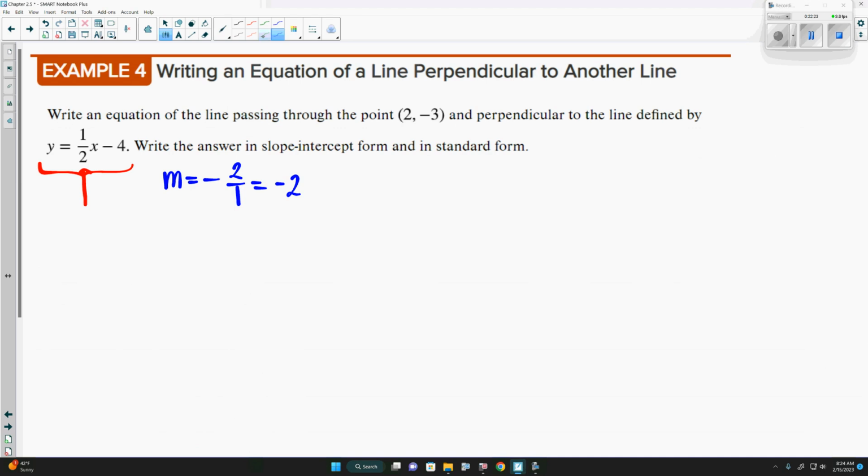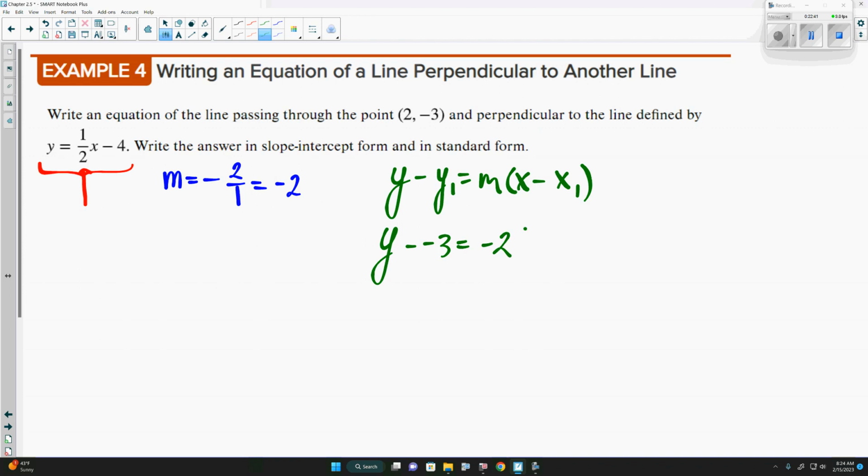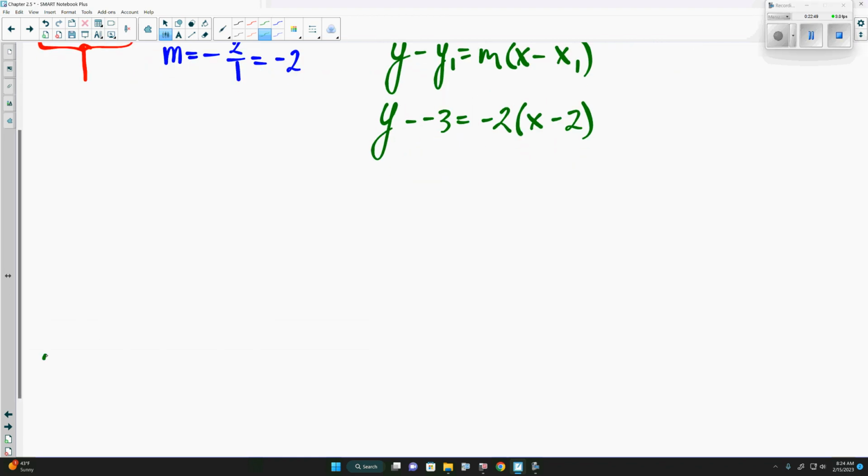So we can start off with finding it in point slope form, and we can go from there. Now if we plug the point in, -3 for y, -2 for our slope, and 2 for our x value, we get this here. Now if we do some simplifying, the negative and negative gives us y plus 3. Distributing the -2 would give us -2x plus 4.